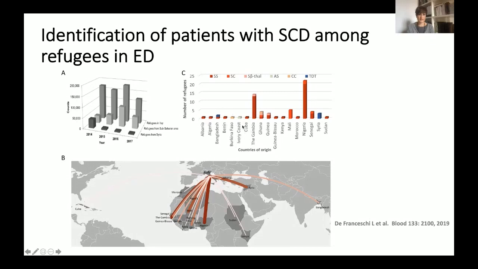And as you see here, the different countries where they were coming from, and we found sickle cell beta thalassemia patients, but also transfusion-dependent thalassemia patients. And of course, it's important to identify these patients, take care of them, and give them the opportunity to have access to hydroxyurea treatment as soon as possible, even if their final destination has not been defined yet.